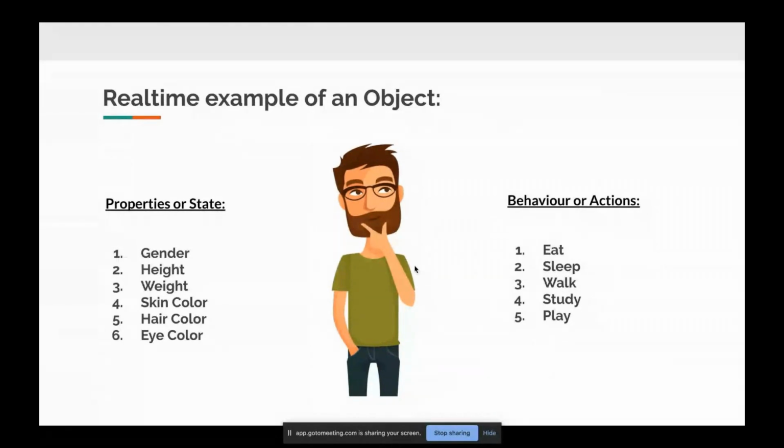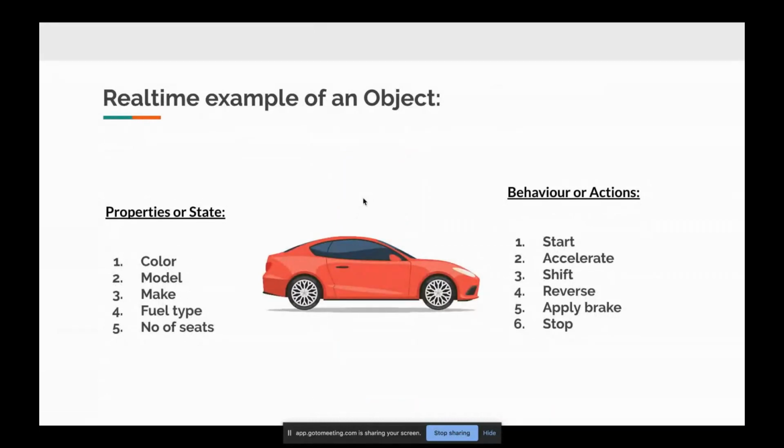If you take a car, that particular object has a different set of properties and a different set of behaviors. For a car, some of the properties are what color it is, what model and make, what the fuel is, whether it operates on petrol or diesel, and the number of seats. And the actions that can be performed on this object are that we can start the car, accelerate, change the gear, go in reverse, apply the brake, and stop. All these actions are applicable to this particular object, correct?